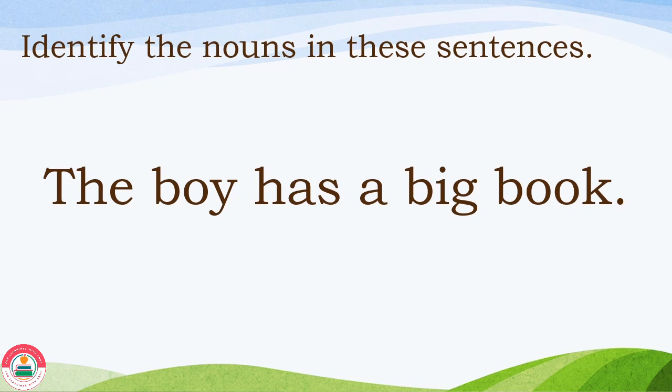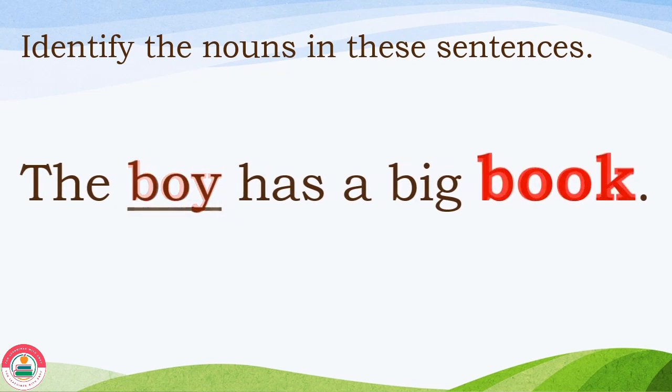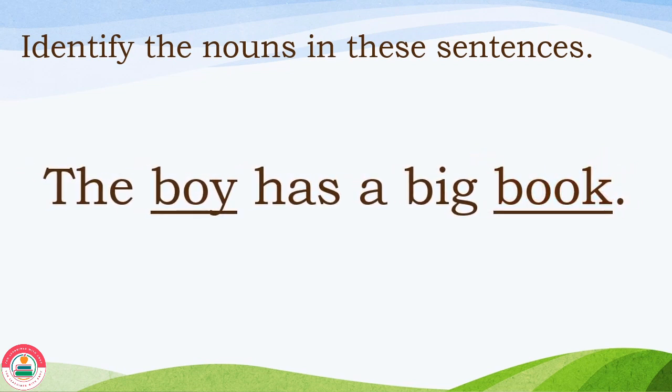The boy has a big book. Identify the noun in this sentence. Boy. It is the name of a person. Book. It is the name of a thing. So, this sentence has two nouns, boy and book.